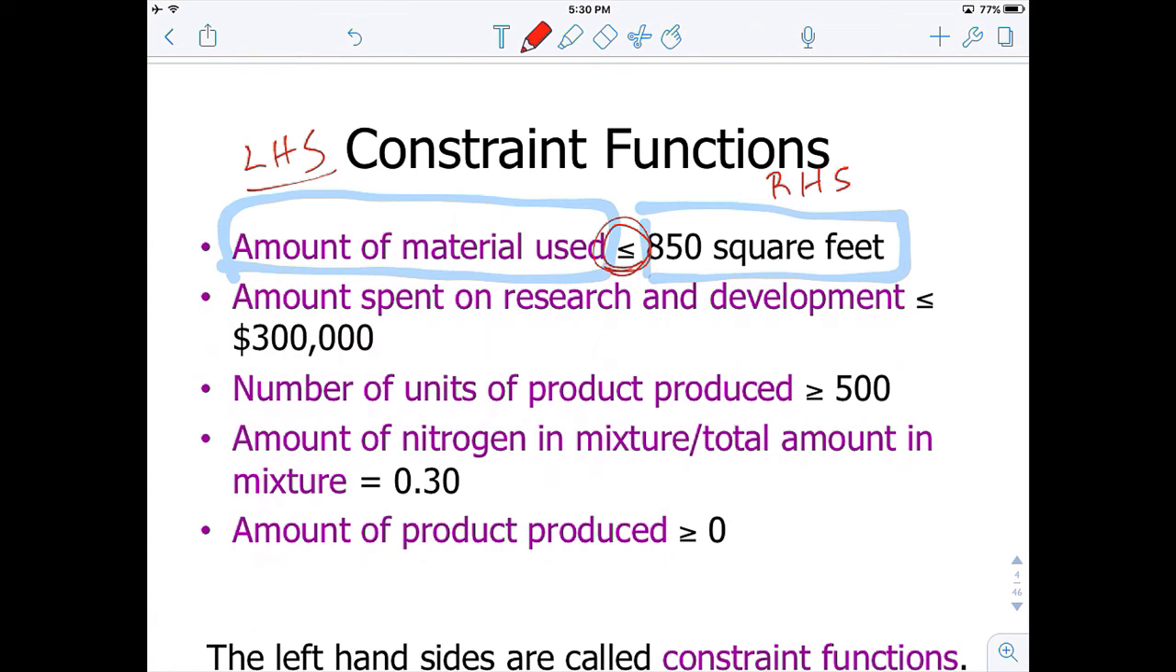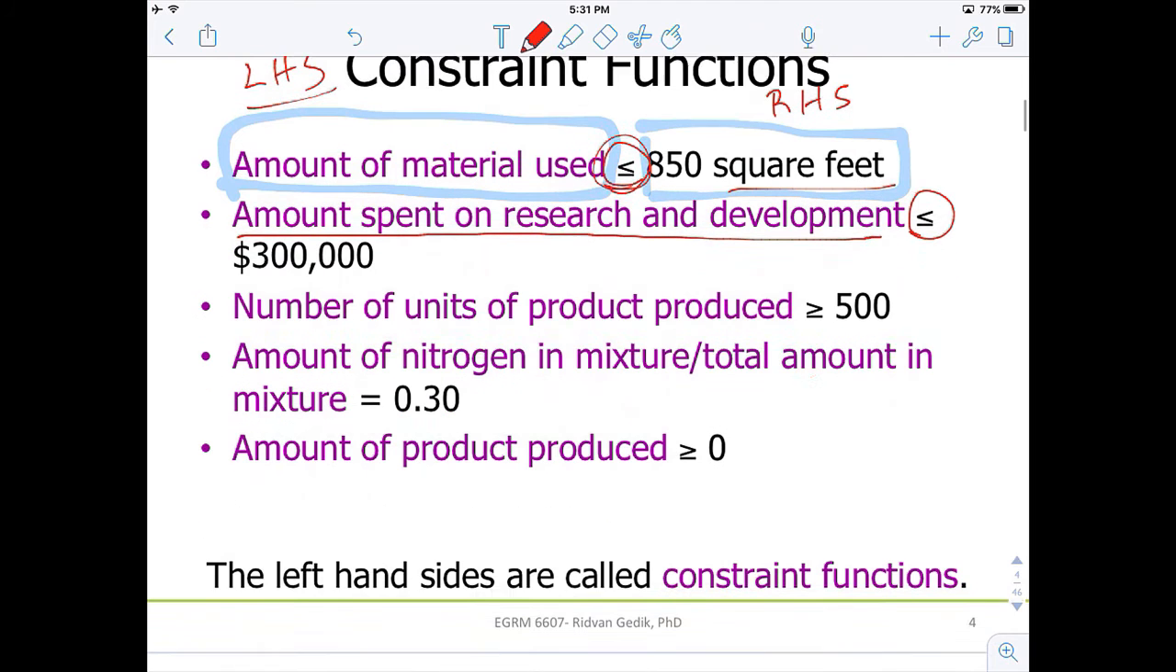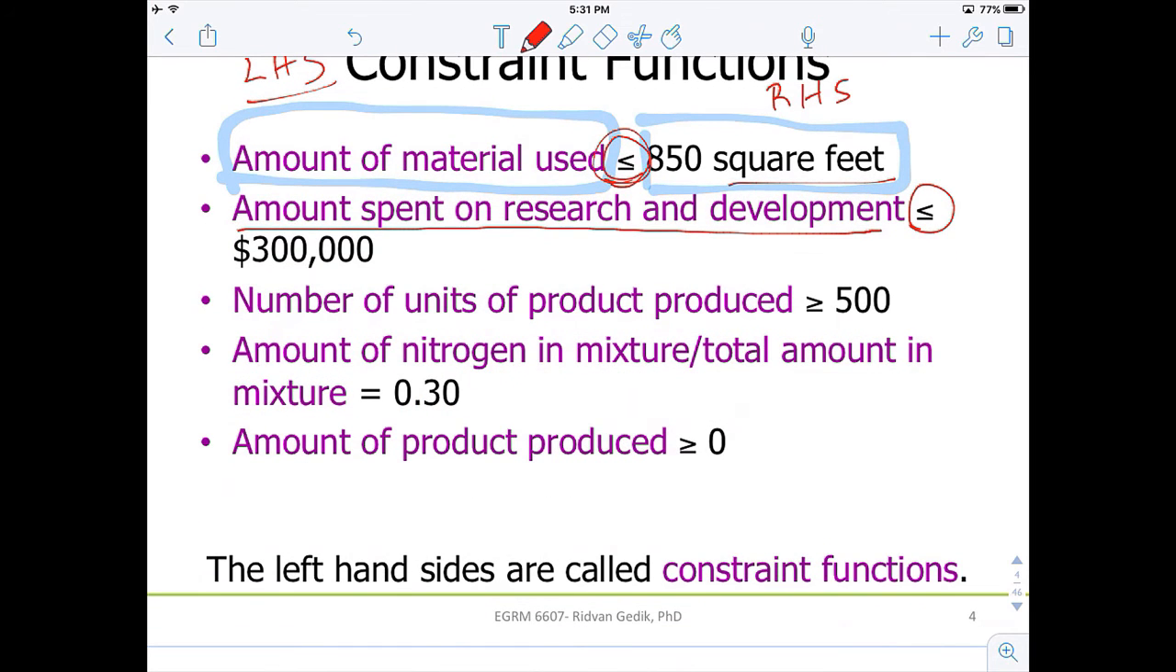So that we can define 850 square feet as a constraint of ours, right? The second constraint was about the total money availability. On this one, we have to specify the amount of research and development on the left-hand side as a function, so that we can say this is less than or equal to 300,000. Finally, the third one is the number of units of product produced, it should be greater than or equal to 500.